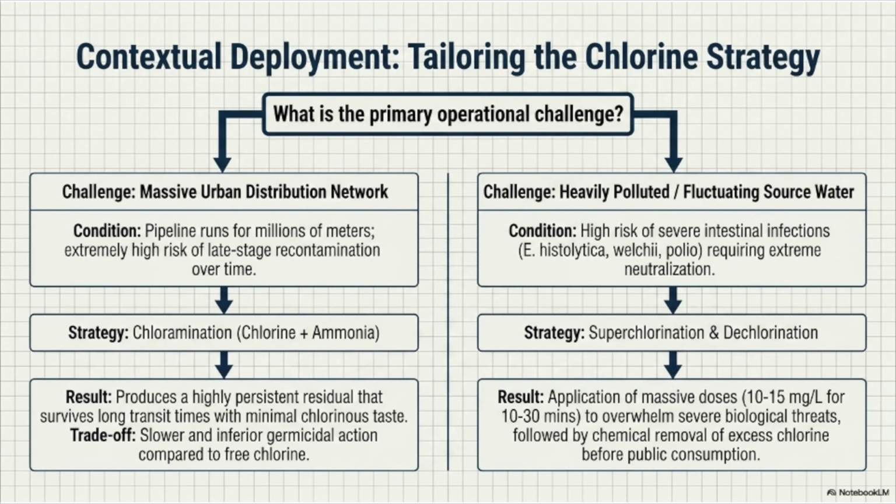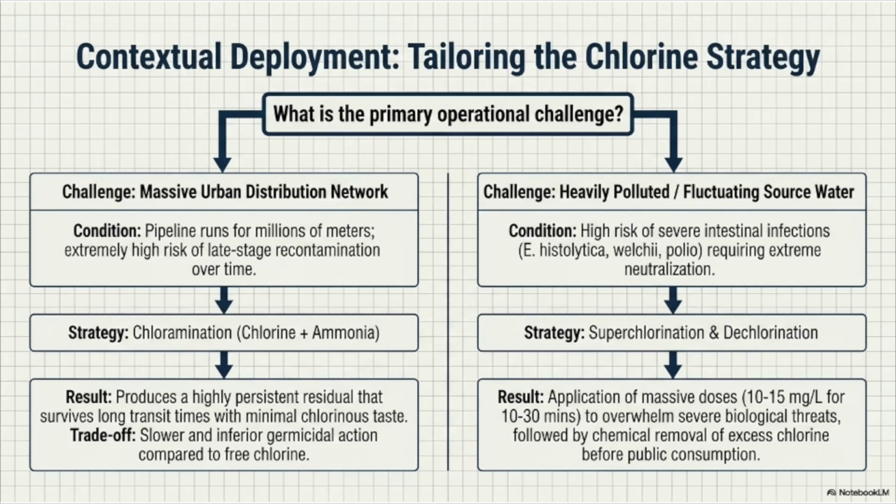Depending on the operational challenge faced, the chlorine strategy is tailored accordingly. For a massive urban distribution network where the pipeline runs for millions of meters and there is extremely high risk of late stage recontamination, the strategy used is chloramination, which combines chlorine with ammonia. This produces a highly persistent residual that survives long transit times with minimal chlorinous taste, though it has the trade-off of slower and inferior germicidal action compared to free chlorine.